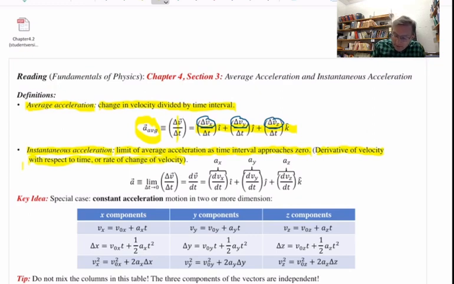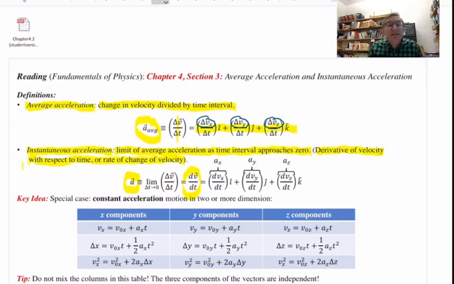So here's the notation. A arrow, instantaneous acceleration, is the limit as delta t goes to 0 of delta v over delta t, but that we just write as the derivative of v arrow with respect to time, dv arrow over dt. But again, what you have to do is work separately with x, y, and z components.